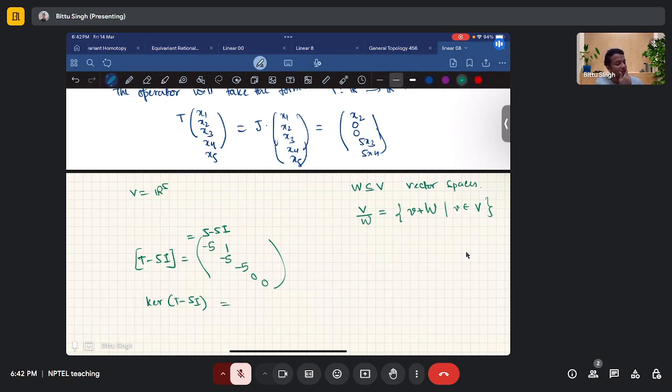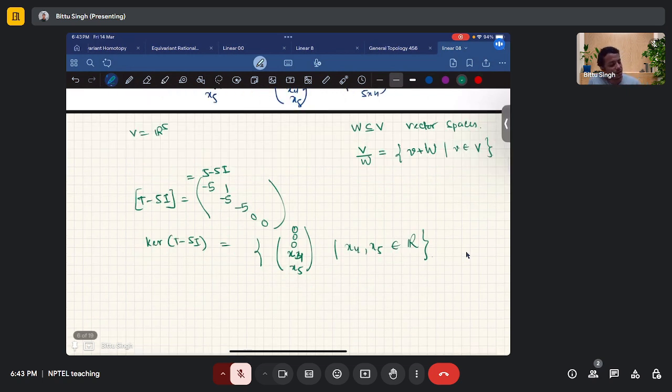Now the kernel of T minus 5I will contain those kinds of vectors. The rank of this matrix is 3, so the nullity will be 2. So there will be 2 linearly independent vectors, and we can explicitly see those vectors will take this form. There will be some x3 and x4, and some x5, and the other entries are 0. So x4, x5 are any scalar. So this is the kernel of T minus 5I.